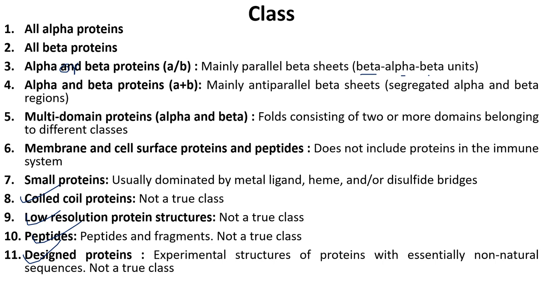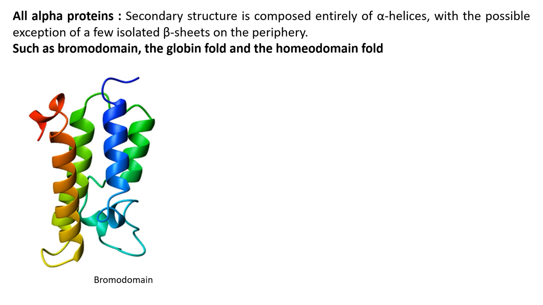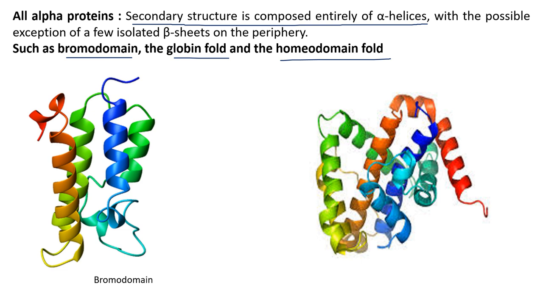So the first class we are having is called all alpha proteins. When we are talking about all alpha proteins, the secondary structure is composed entirely of alpha helix. So normally in this type of protein, you don't have any beta sheets. Even in some cases, if beta sheets are there, they will be at the periphery, but not in the main protein structure. Some of the examples are bromodomain, globin fold, and homeodomain folds. This is the example of bromodomain. Here you can see almost all the protein is composed of only alpha helix. No beta sheets are there. In this case also, you have only alpha helix. So no beta sheets are there. These are called all alpha proteins.